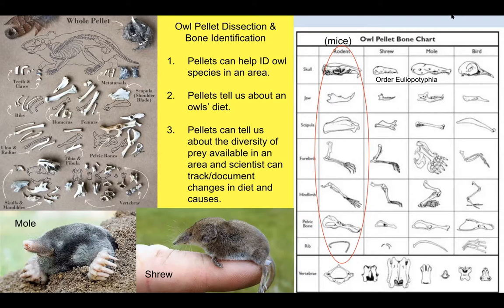Now, typically when we dissect an owl pellet, the most common skeletons and bone remains that you're going to find belong to the rodent family. Think of your mice or rats. It's less common to find shrews, moles, or birds. So those are a little bit more rare to find.